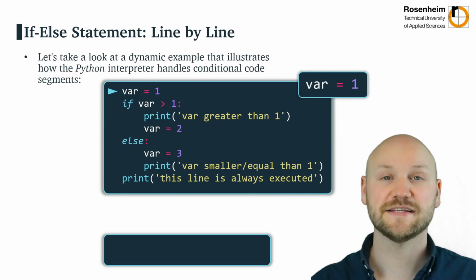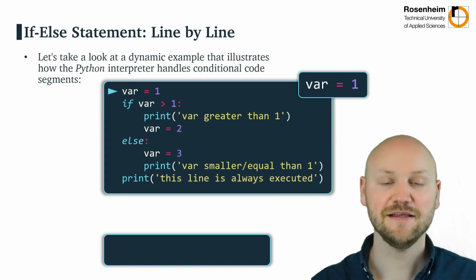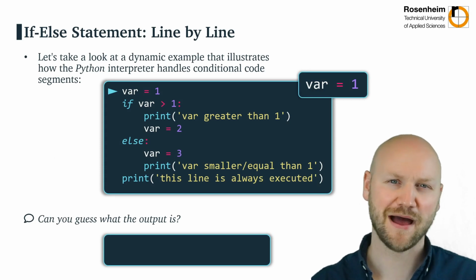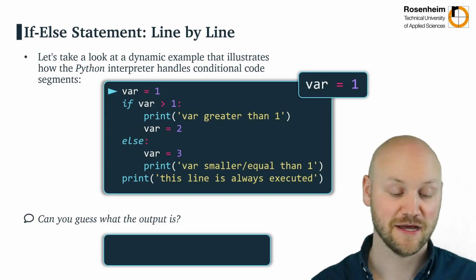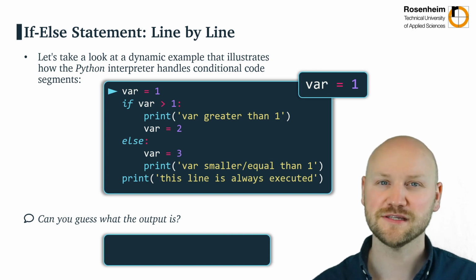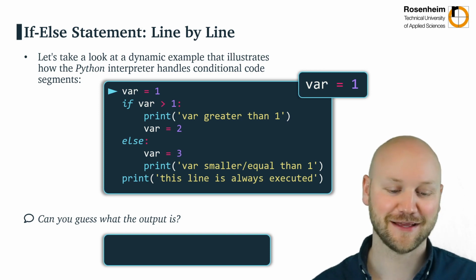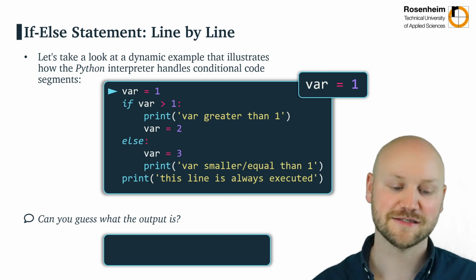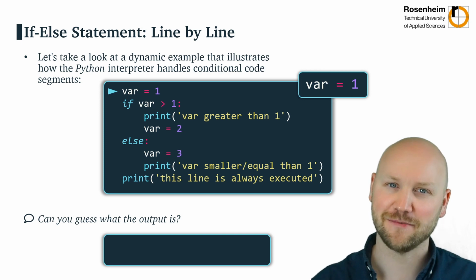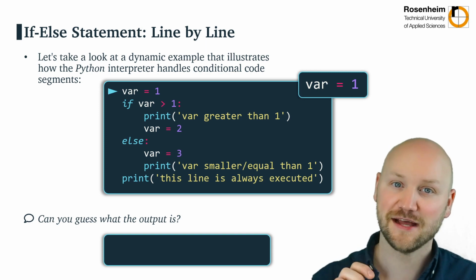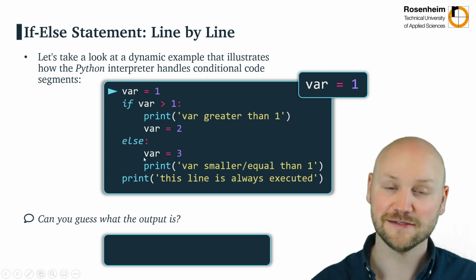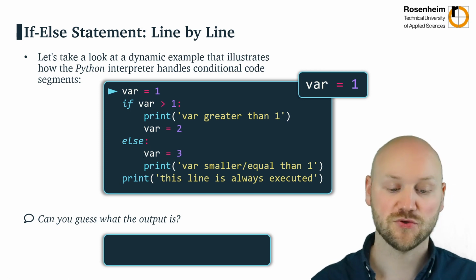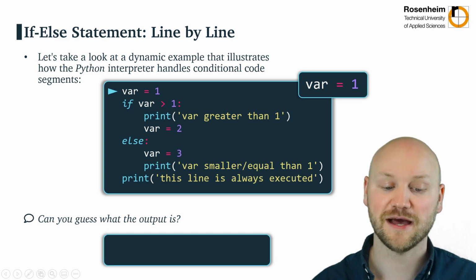So let's have a look at another example that is a little bit more extensive, and you can pause the video here and guess what the output is. There's a small thing that you can stumble over. This is now changing the variable that we are checking in the if condition in the else body. So we have our else body and we are changing the variable that was initially set to 1 to 3, and the if condition becomes true.